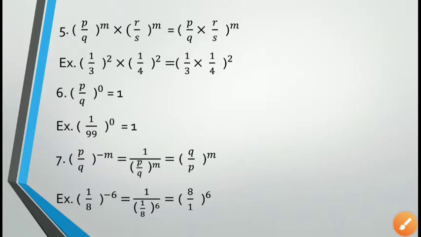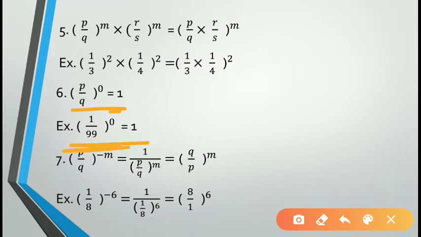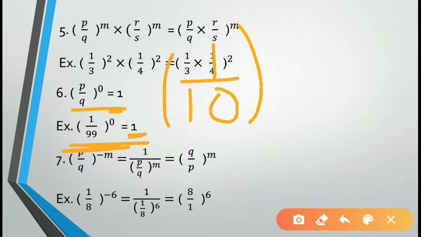Next is (p/q) to the power 0. If we take any rational number in place of p/q, if the power is 0, the value will always be 1 only. Suppose I am taking 1/99. If the power is 0, the value will be 1. If I take 1/10, if the power is 0, the value will always be 1.